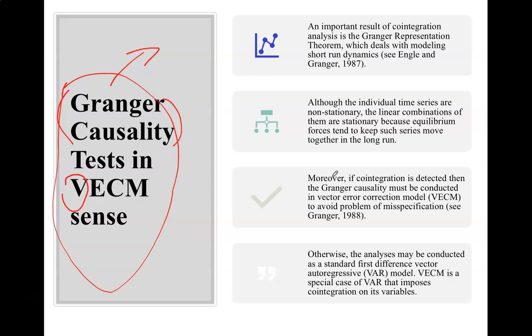An important result of co-integration analysis is the Granger representation theorem, which deals with the modeling of short-run dynamics. Now we have to know the short-run dynamics because the causality shows the short-run dynamics, but there's a long-run causality also. But do not get confused with that. First, I'll show you in part 2, where we do the estimation in EViews, which one is short run, which one is long run, and so on.